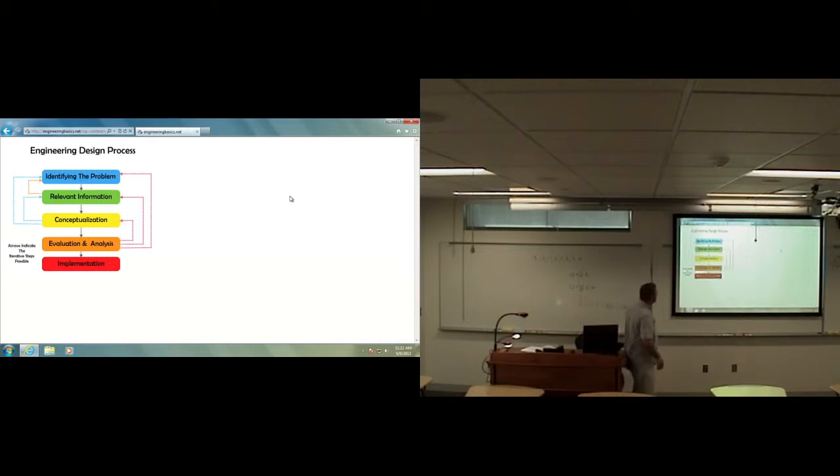It's going to include drawings. It's going to include models. It's going to include mathematics. We're going to be doing geometry. We're going to be calculating forces. We're going to be calculating all kinds of things here. This is where a lot of the design is done, right here in the conceptualization. We're coming up with a concept for our problem that's going to solve our problem.